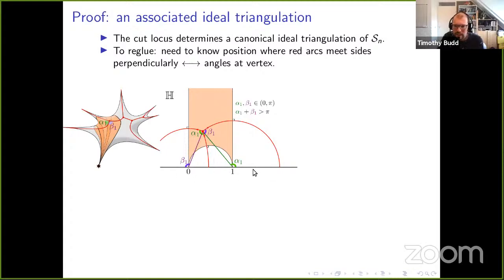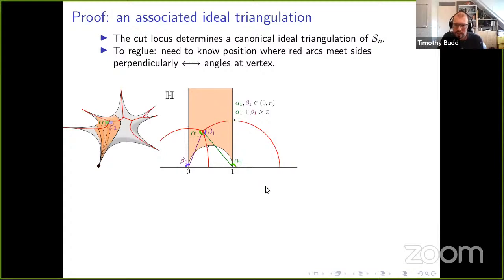So this immediately tells us that our angles alpha 1 and beta 1 for this particular triangle have to be between 0 and pi for this to be a well-defined angle. And also that they have to add up to something that is larger than pi, because otherwise these segments would not intersect each other and not specify a red vertex in the upper half plane.